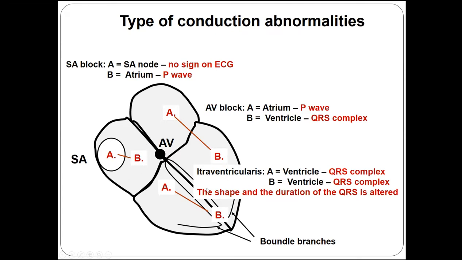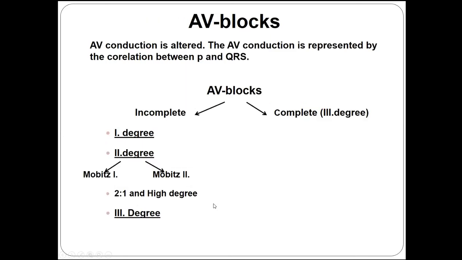Intraventricular conduction abnormalities: we do have bundle branches inside, the right and the left one, and these can be blocked. And of course, we do have the A and B located inside the ventricle. So what we see is widening of the QRS, and the morphology of the QRS is altered. So only the QRS should be evaluated when we want to see any kind of intraventricular conduction abnormality.